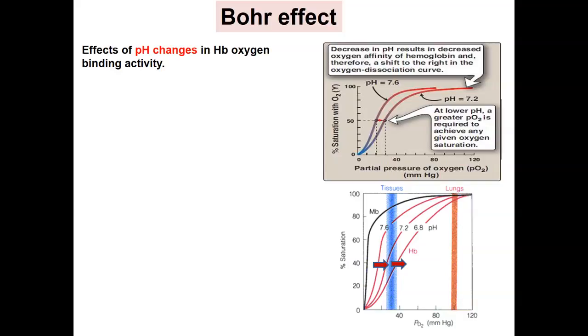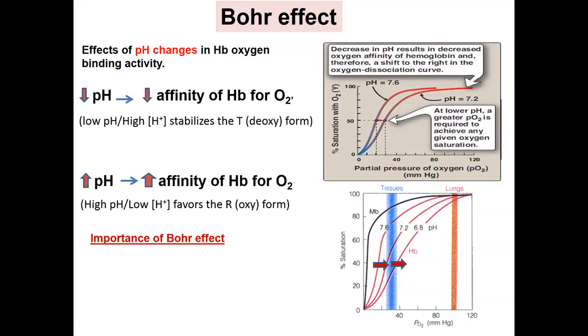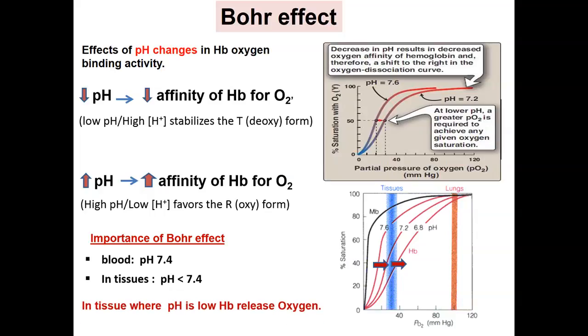All right. So when the pH is low, the affinity goes down. When the pH is up, you see the affinity goes up, okay? So basically, as the pH goes up, the curve starts going in the opposite direction. And that's very, very important. In the blood the pH is around 7.4. Now in the tissues, the pH is lower than 7.4.